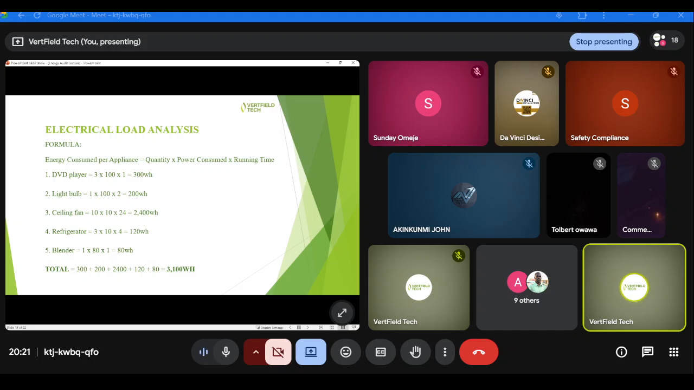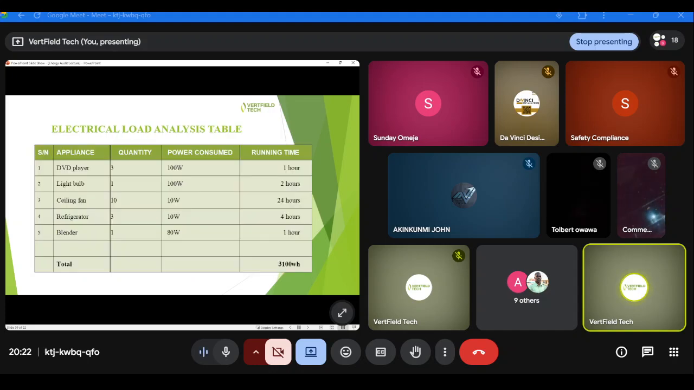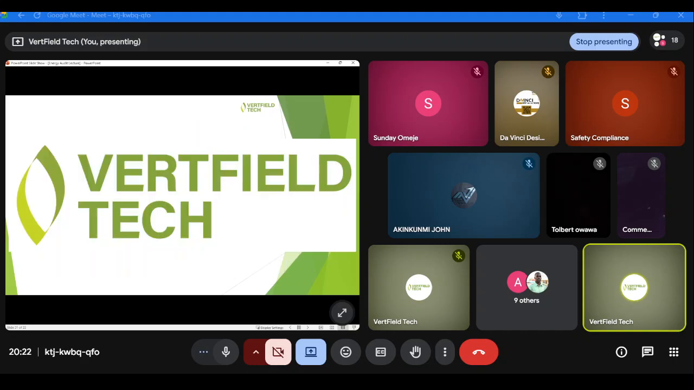The total energy consumption would be 300 plus 200 plus 2400 plus 120 plus 80, which will give you 3100 watt hour. And that becomes the energy need of your facility. So you can now see the table is complete. You can see on the table you have the total energy consumption, which is 3100 watt hour.